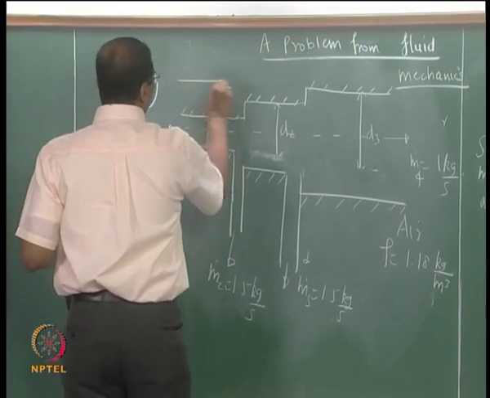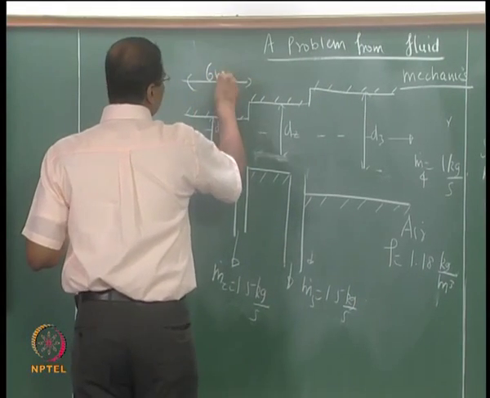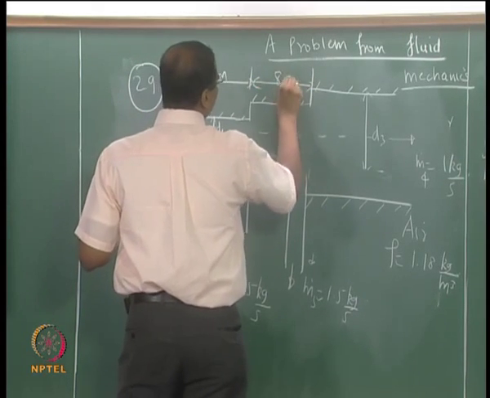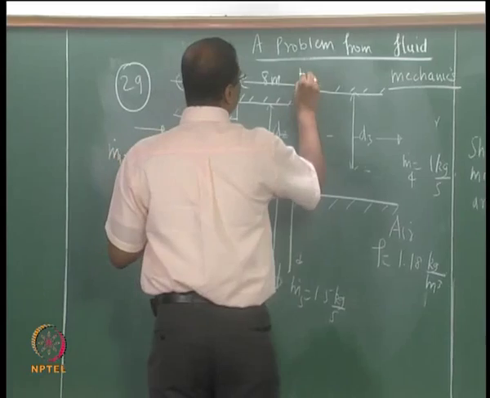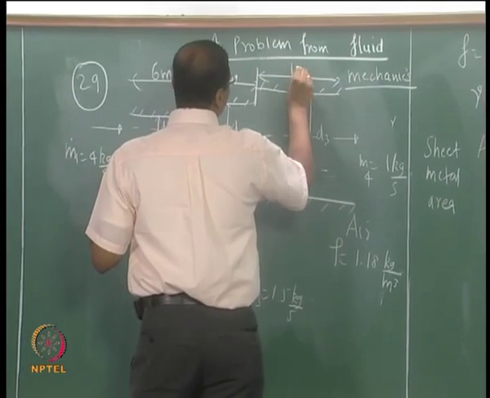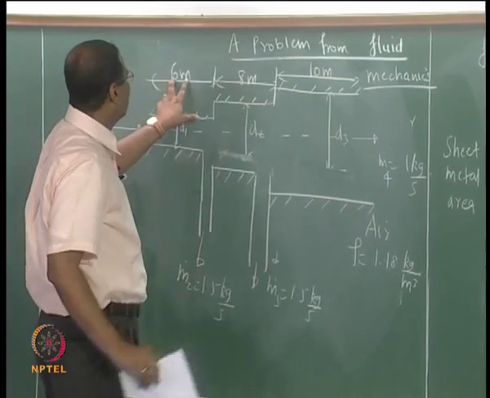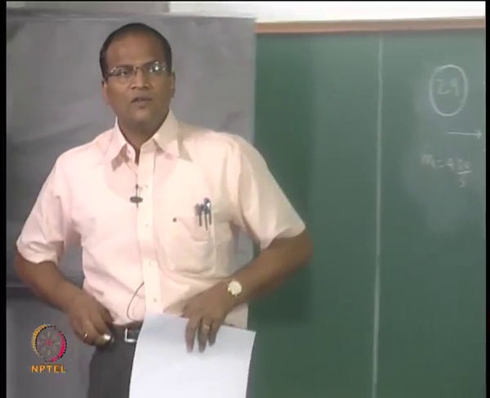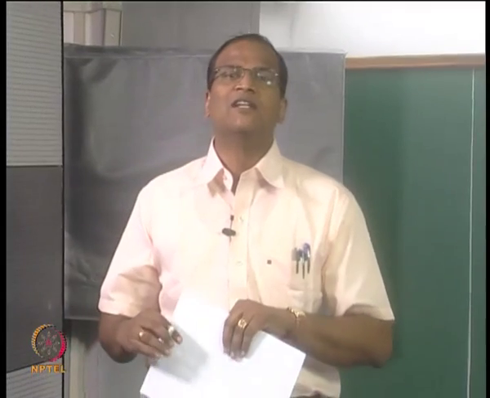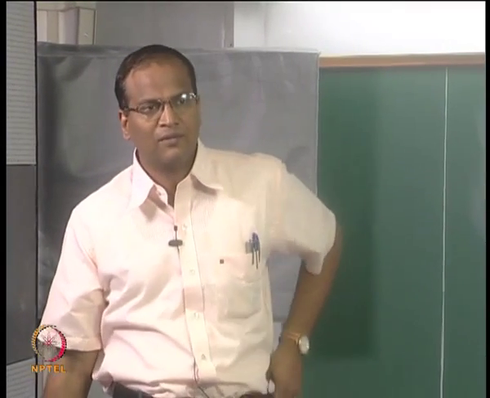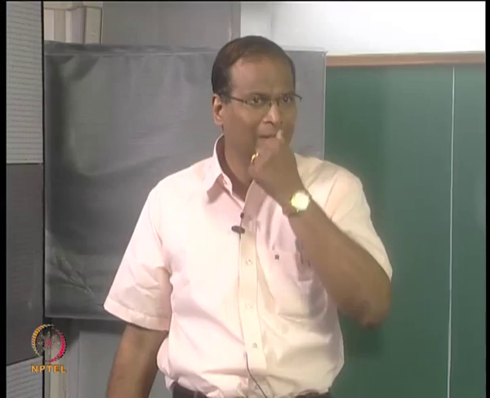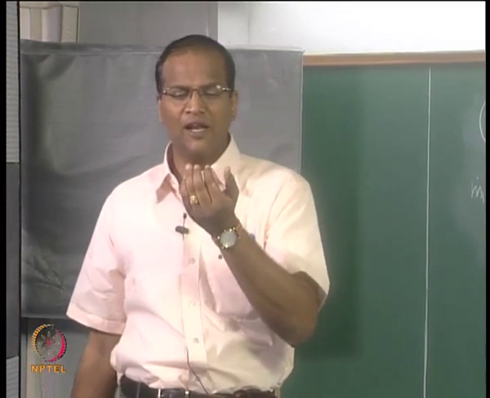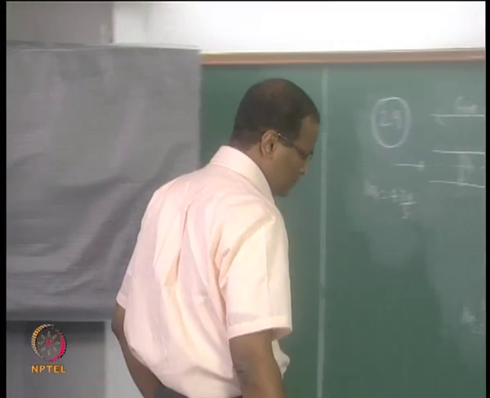And then this is 6 meters. This figure is not to scale. This is 8 meters, and this 10 meters. That is L1 is 6 meters, L2 is 8 meters, L3 is 10 meters. The lengths are given, the mass flow rates are given, the properties of air are given, right, and the formula for friction factor is also given. The total sheet metal area is also given. So what is the problem?